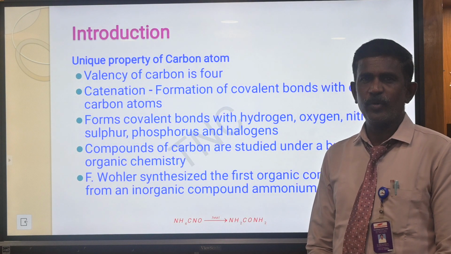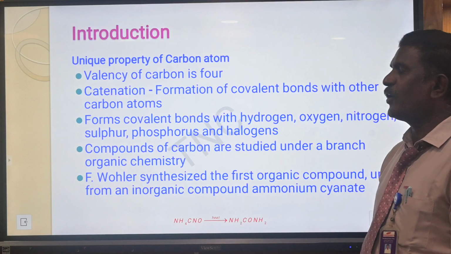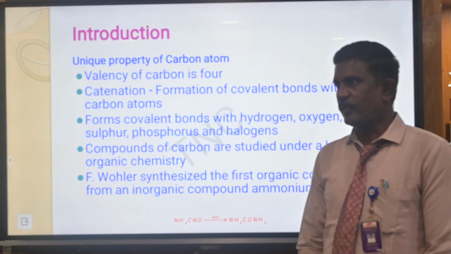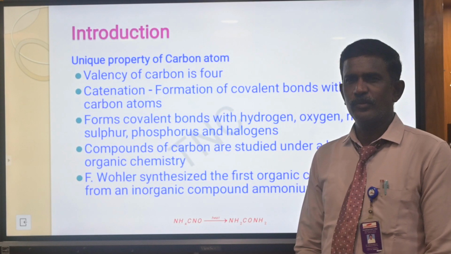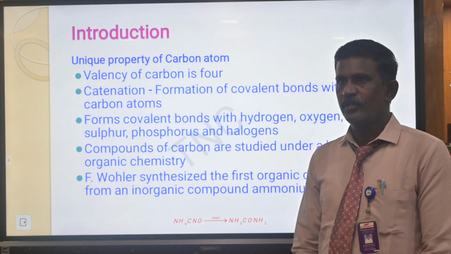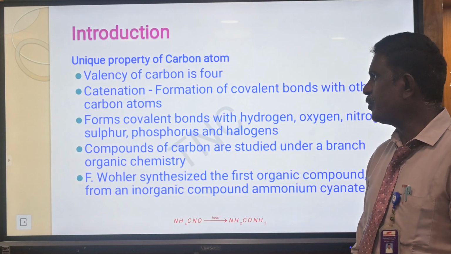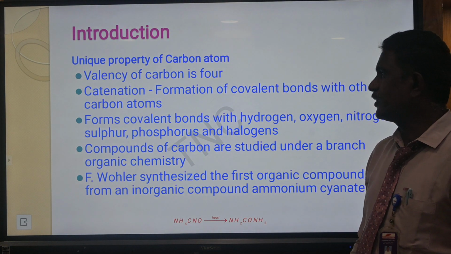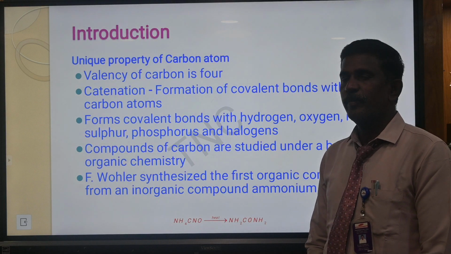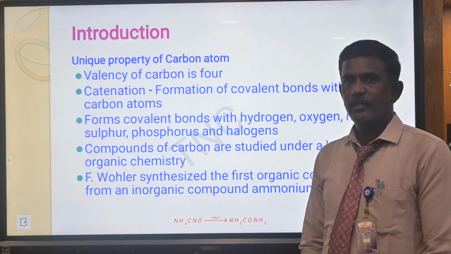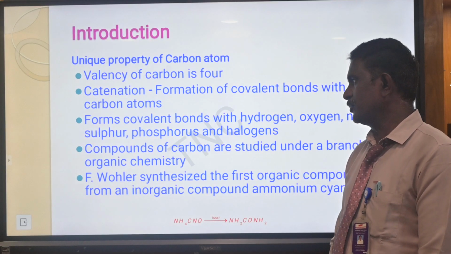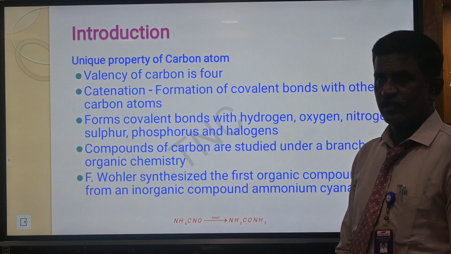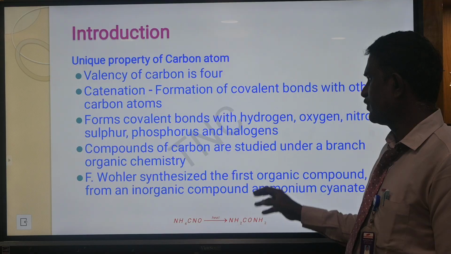So what is that catenation property? It is self combination. Carbon can combine with another carbon. This is a rare type of property. Very few atoms have this kind of catenation ability, but carbon can combine with other carbon atoms in an unlimited way. So that's why carbon can make a huge number of molecules, and that's why we are studying carbon based compounds under a separate topic called organic chemistry.